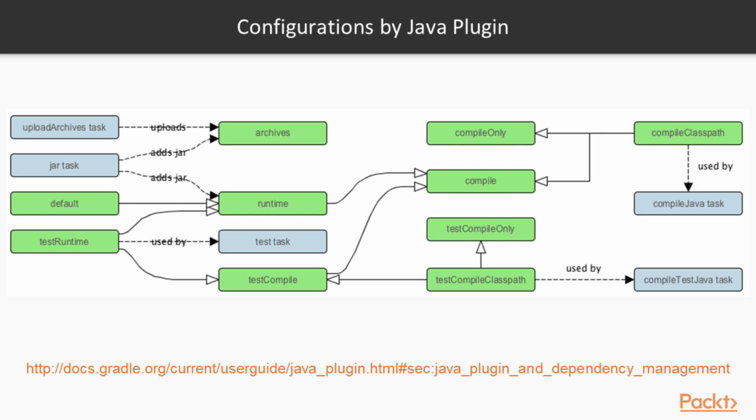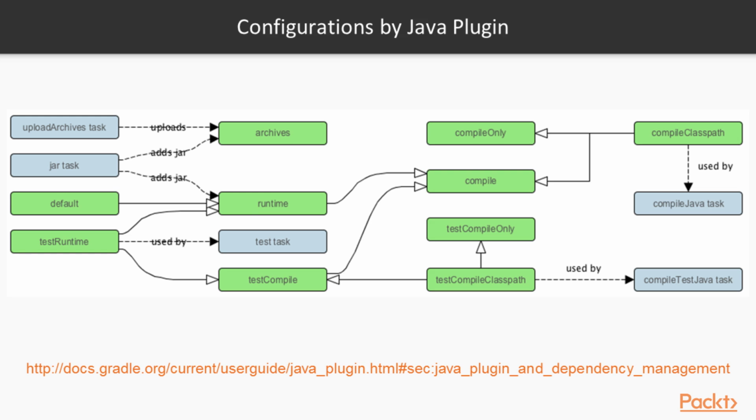So in our case, the compile only dependency is the purest one. So basically at this level there is no dependency from other scopes. Then goes compile, which is extended by runtime and then by default. So basically when we are adding some dependencies to default configuration, it will be applied to runtime automatically. And also if we are adding a dependency to compile configuration, this dependency will be available in runtime.